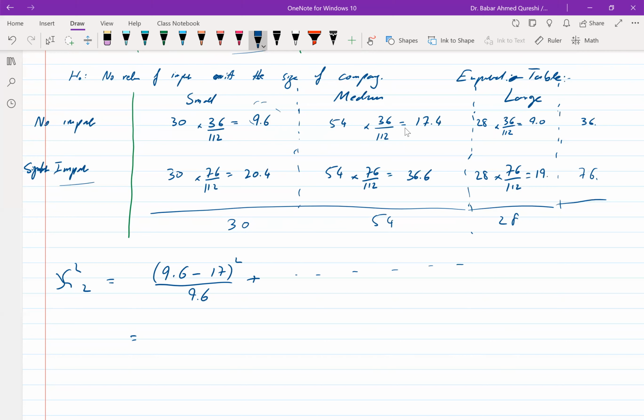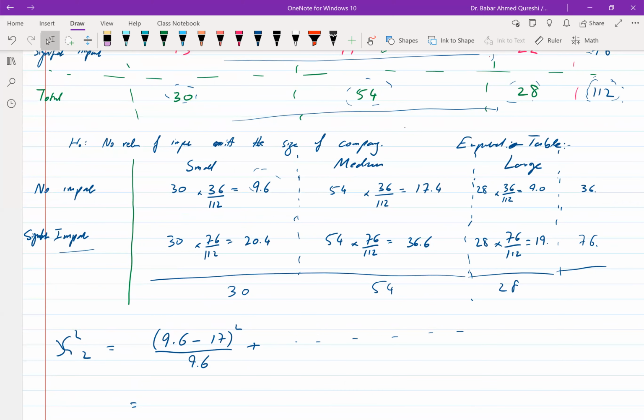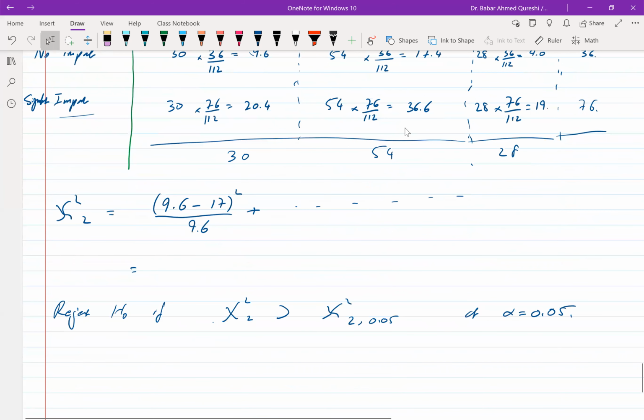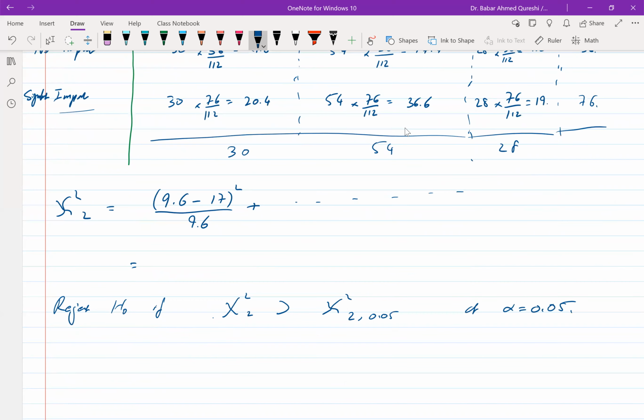and then to test, you reject H naught if chi-square 2 is greater than a certain critical value at this significance. Now, over here, you can see another thing. You can complete this by computing these numbers, very easy.